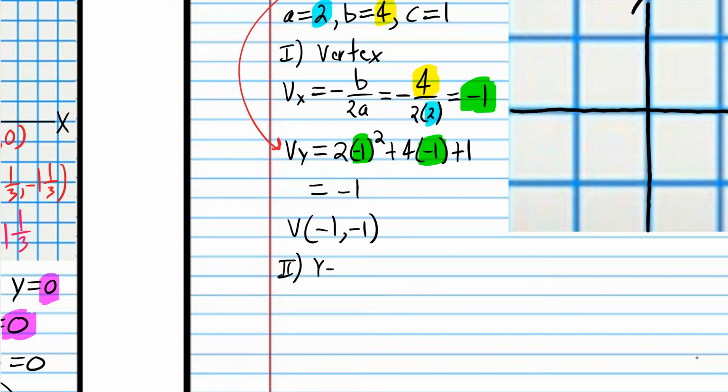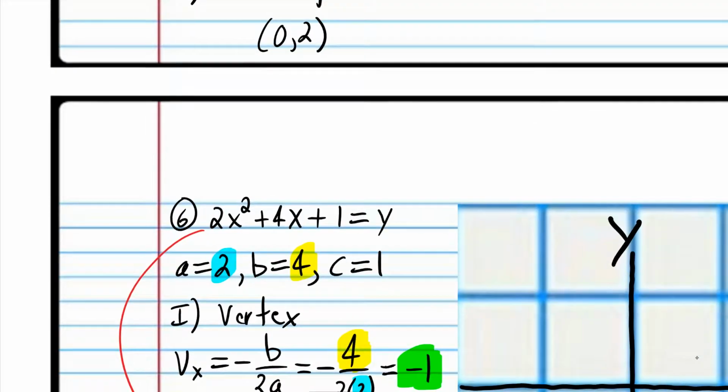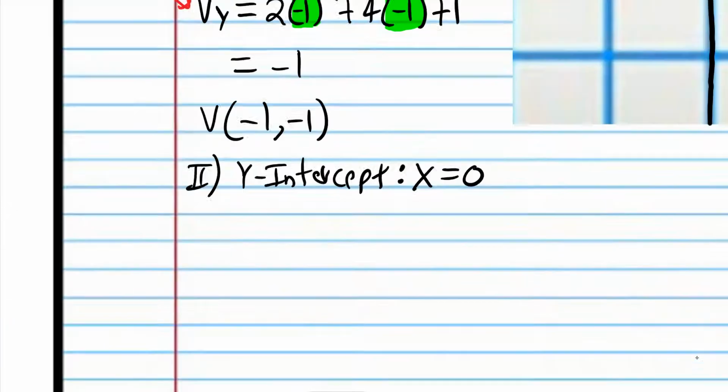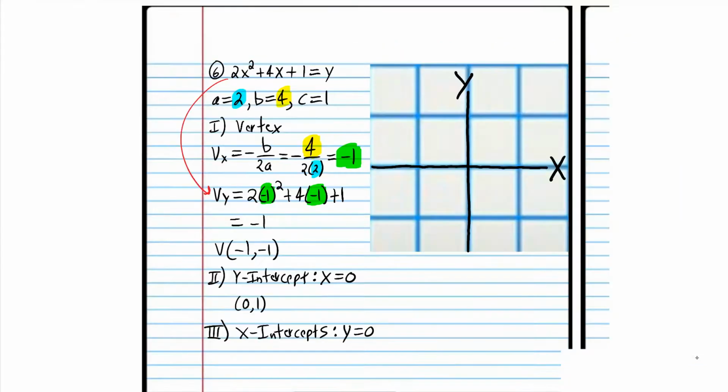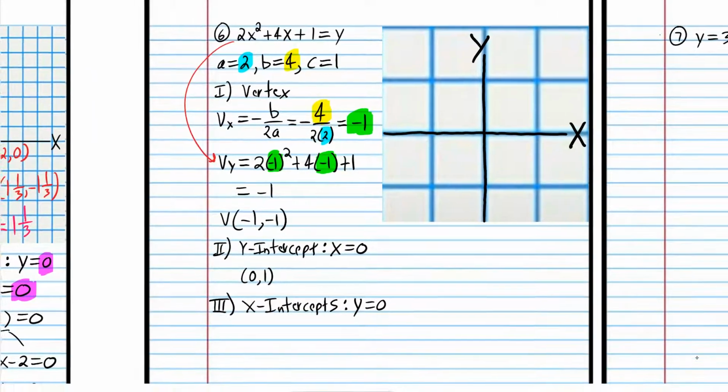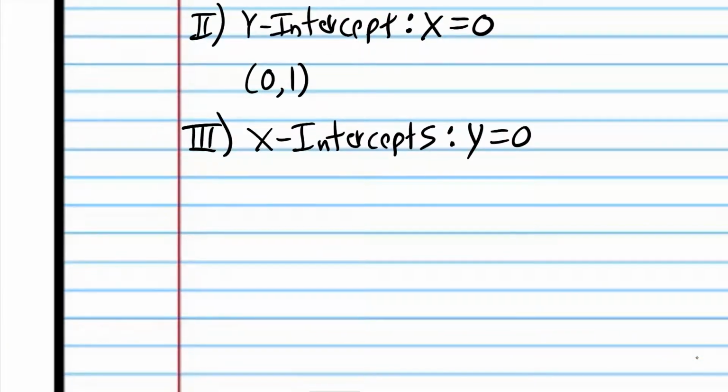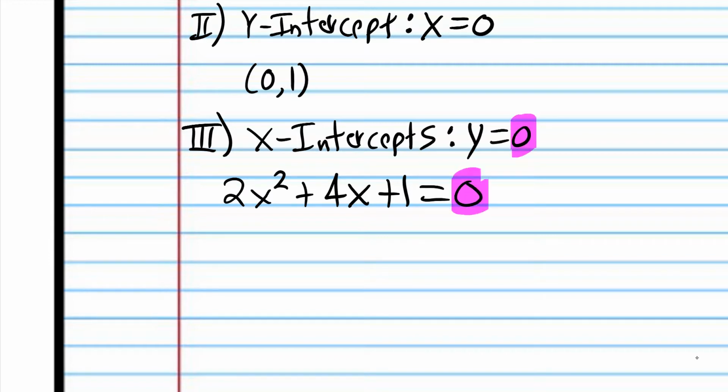Step 2, we're going to find the y-intercept as usual. To do that, of course, we let x equal 0, and if we do that, we see that this number here is the y-intercept. So we get (0, 1), and now we're going to find the x-intercepts. To do that, of course, we let y equal 0. So we have 2x squared plus 4x plus 1 equals 0, and I'm getting that 0 from there. I'm plugging in 0.